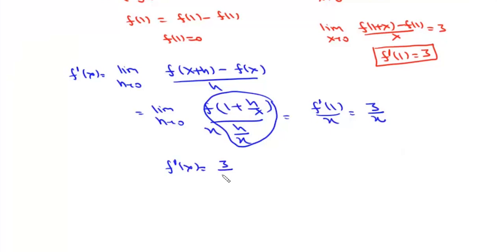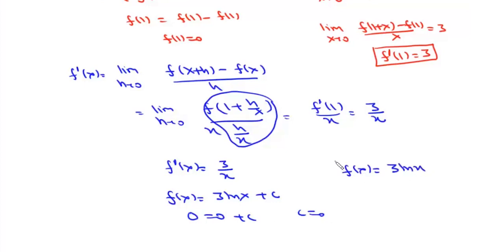Now once we have this f'(x) as 3/x, all we need to do is integrate. We can write f(x) as 3 log x plus c. Now f(1) is 0, so if you put x as 1, log 1 is 0. So this is 0 plus c, that means the value of c is 0. So our function f(x) in this case will be simply 3 log x.